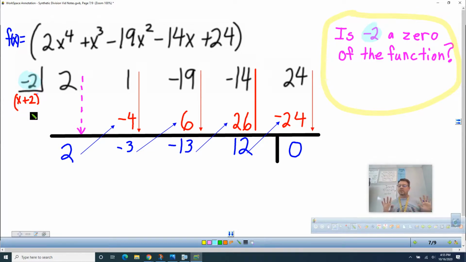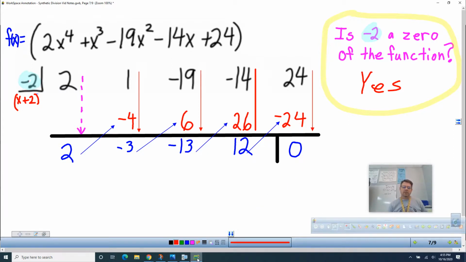But in this case, we haven't been asked anything about the factor. We're just smart and realize that if they're asking for -2 as a 0, the factor would be x plus 2. And what would we say is our answer here? We would say a big time yes, because we have a remainder of 0. It is a 0 because it pushed out a 0.